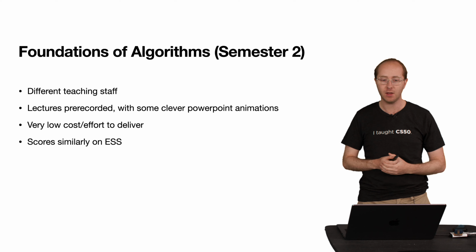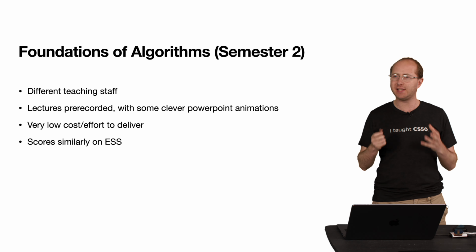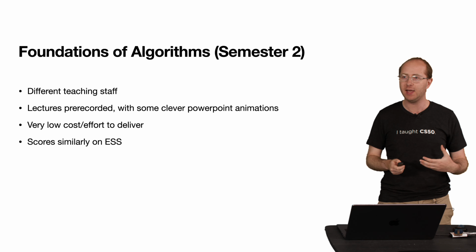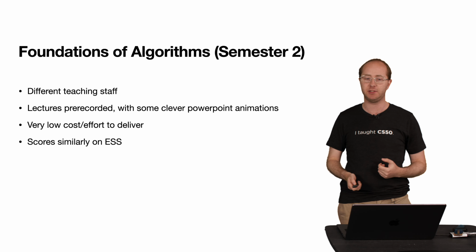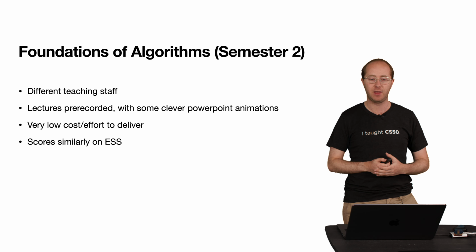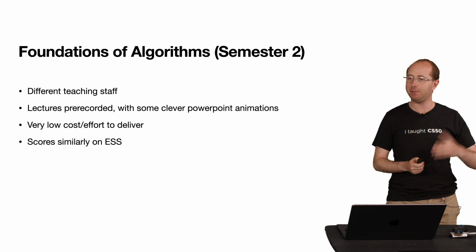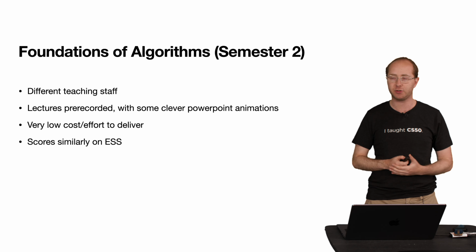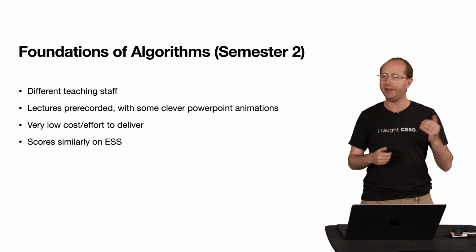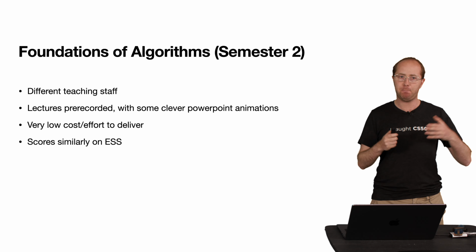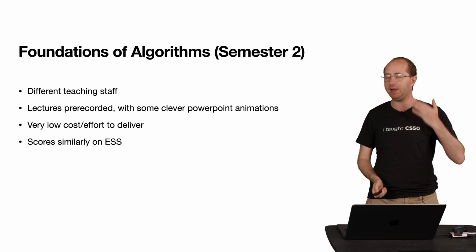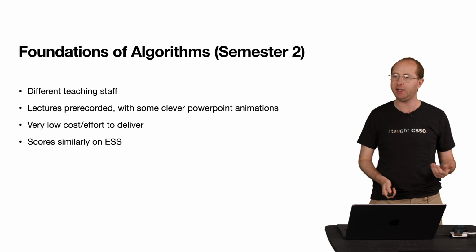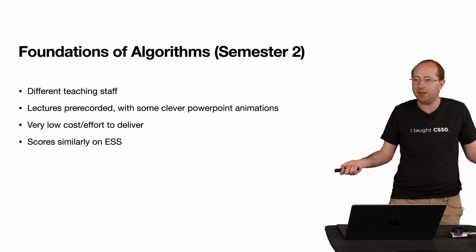So a good way to assess whether what we're doing works is comparing my version of the subject against a different version that is taught in the alternate semester by a different professor. They have different teaching staff, they pre-record their lectures and do flipped classroom style and lean more heavily on PowerPoint, but it's much cheaper for them to deliver. They don't have any of this production set up, they run the same slides and same videos year on year, but it scores very similarly on the survey.